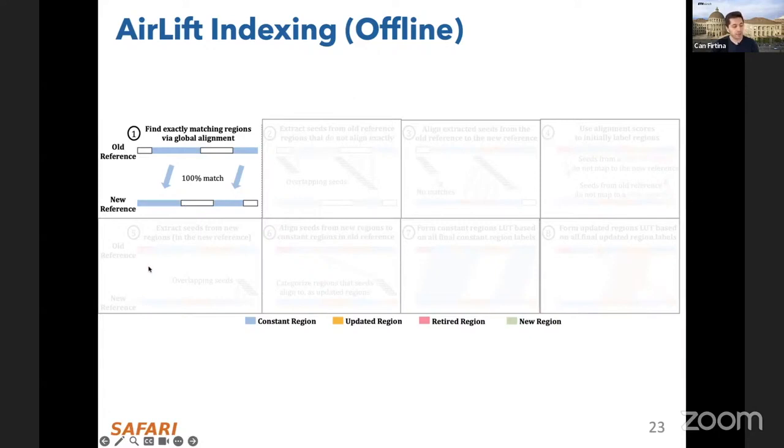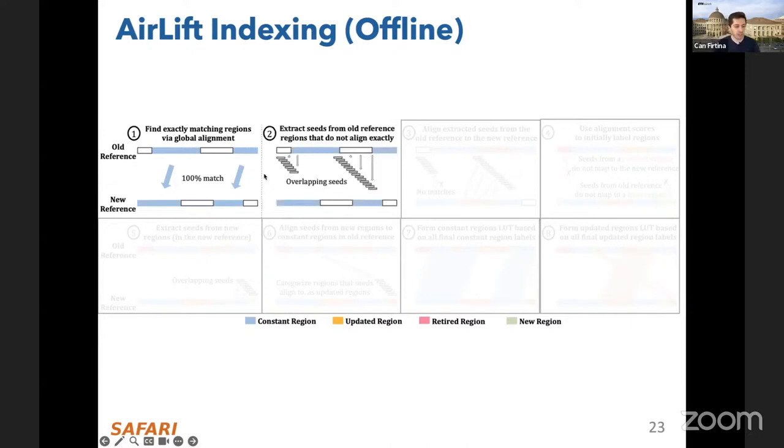So the first step that we do in the AirLift indexing is we find exactly matching regions by applying some global alignment between the old reference genome and the new reference genome. Whenever there are exactly matching regions, then we know that these are the constant regions. So for now, we can label them as constant regions.